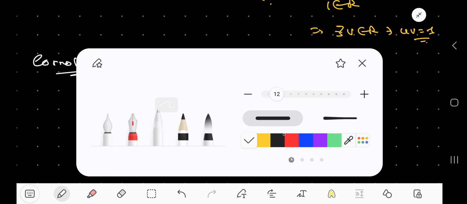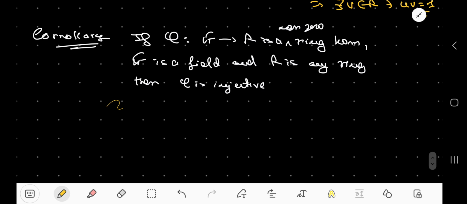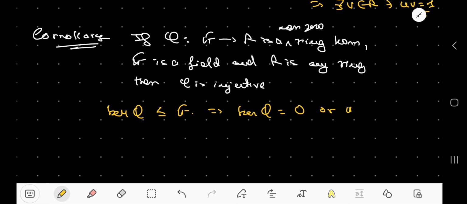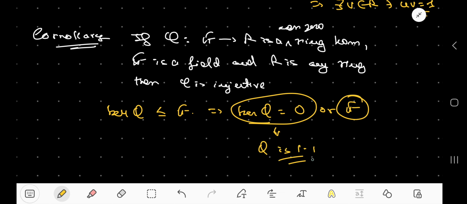How does this follow? See, if I talk about the kernel of phi, then the kernel of phi is necessarily an ideal of F. You can easily justify this; it's a very easy proposition that the kernel of a ring homomorphism is an ideal. So if the kernel of phi is an ideal of F, and F is a field, then the kernel of phi can be either 0 or F, but it cannot be the whole of F because it's a non-zero homomorphism. So therefore it needs to be 0, but if it needs to be 0, then phi is one-one, right? Clear?